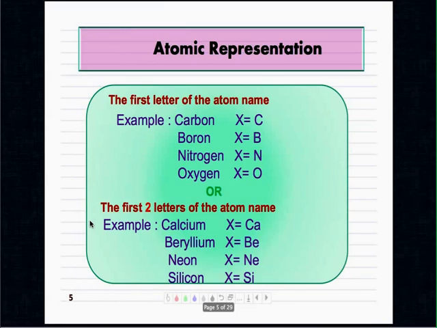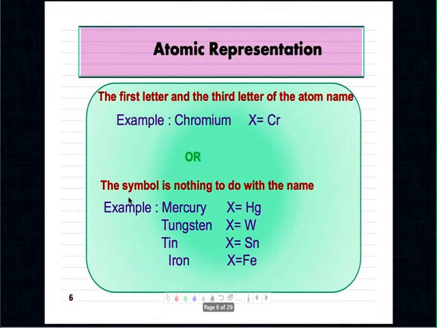The same for neon, because we have nitrogen, so we put Ne. Silicon, Si. Now what if we have three elements whose names start with a C, like carbon, calcium, and chromium? Usually the symbol that we use is the first and the third letter. The way to learn that is just to get the periodic table with the names on it and try to remember what is what. Chromium, Cr.